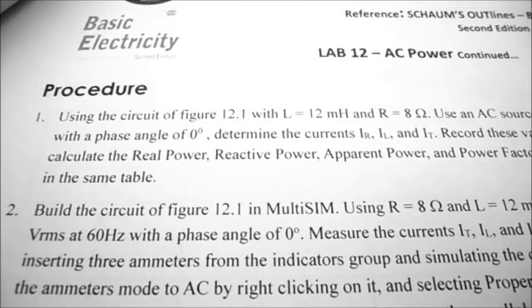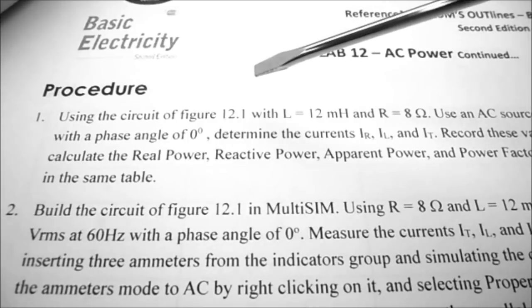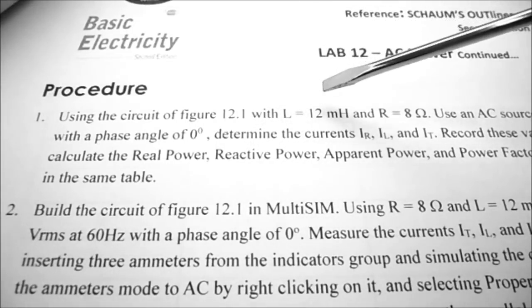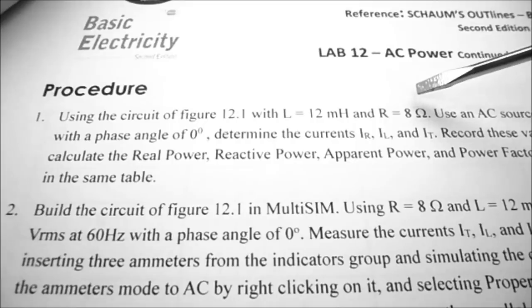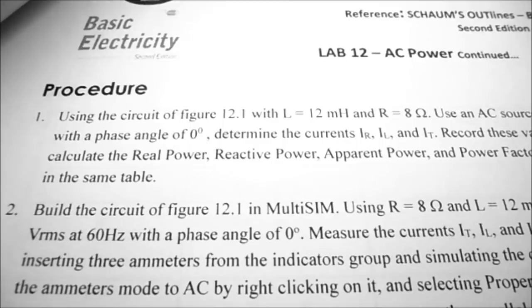Under procedure, step one, we're going to be using the circuit of figure 12.1 with L equal to 12 millihenries and R equal to 8 ohms. We're going to use an AC source of 120 volts RMS at 60 hertz with a phase angle of 0 degrees. We're to determine the currents IR, IL, and IT, record these values in table 12.1, then calculate the real power, reactive power, apparent power, and power factor, recording these values in the same table.